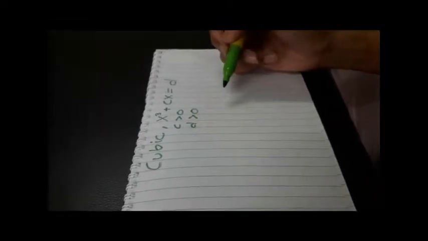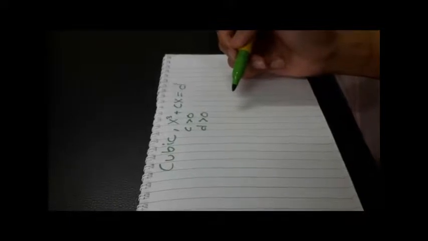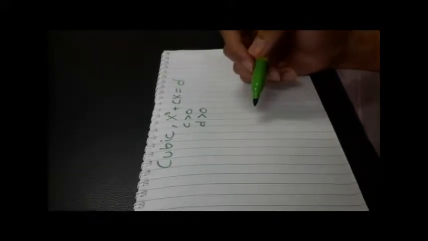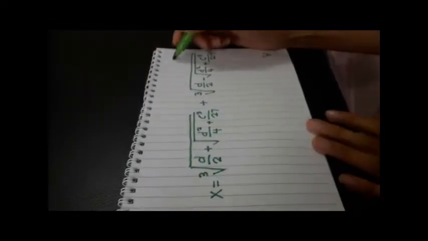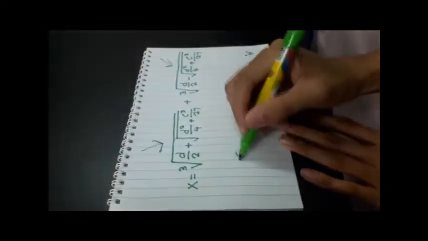Del Ferro used the same method by moving all the x terms to one side while the other variables go to the other side, and finally the result will become like this. This is the root equation of the cubic equation that Del Ferro proposed.